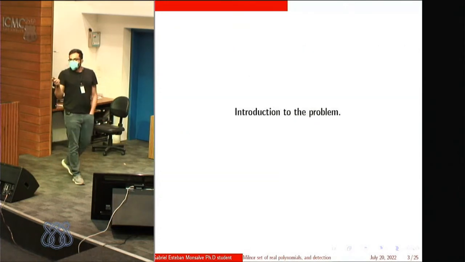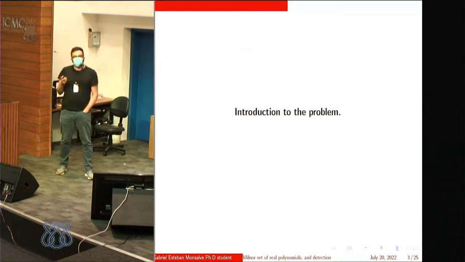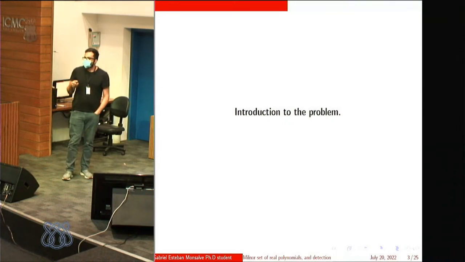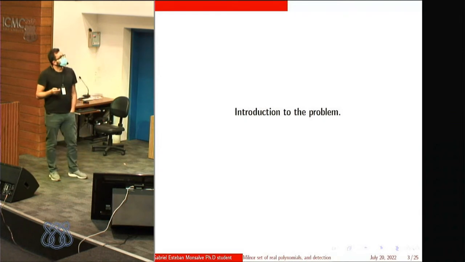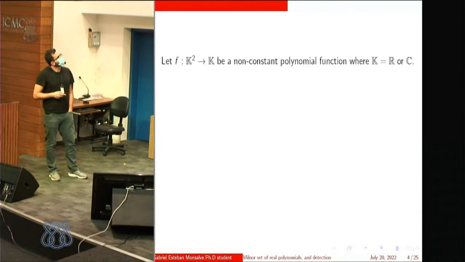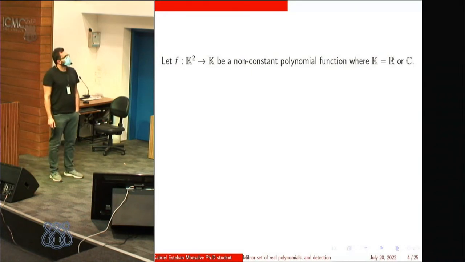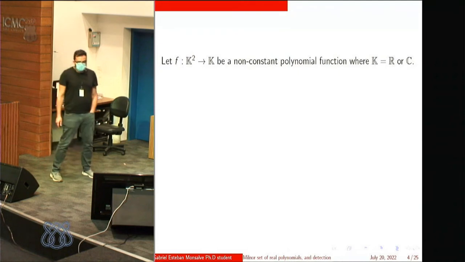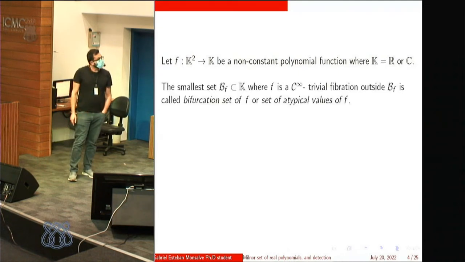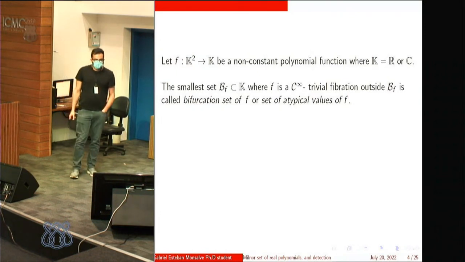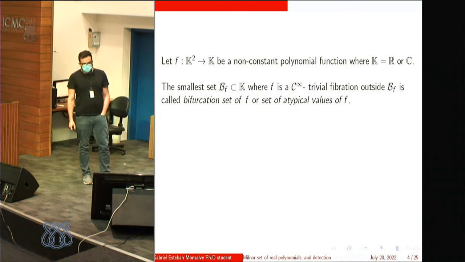So, as I said, in this section mainly it's some concepts that are already said by Professor Cesar, Professor Renato, and Professor Nicola, also in his course today. So let's start. F is a function from K^2 to K, a non-constant polynomial function, where K is the real numbers or the complex numbers. The smallest set B_F contained in K, where F is a locally trivial fibration outside B_F, is called the bifurcation set, or also the set of atypical values.